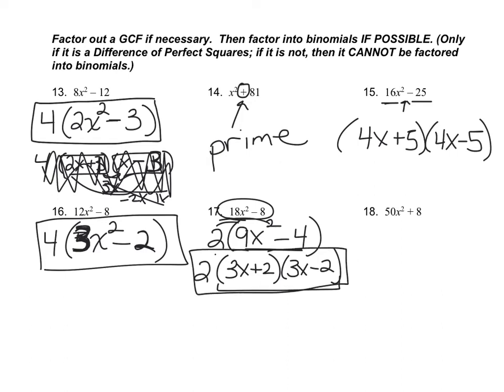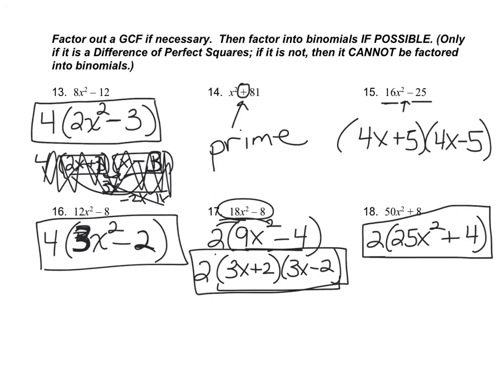Let's try one more together. Number 18, what is my GCF? I'm thinking of 50 and 8, numbers that go into 50 and 8. I'm going to go with 2. So I'm going to pull out the 2. 50 divided by 2 is 25, so I'm left with 25x squared here. 8 divided by 2 is 4, so 25x squared plus 4. Now your brain might be going, that can go further because those are perfect squares, but I can't because of the addition sign. It has to be a difference of squares.